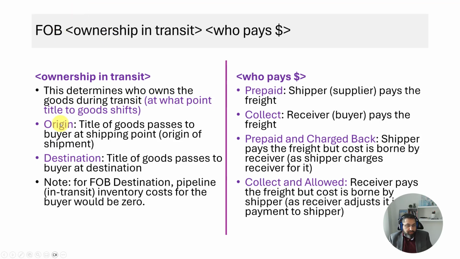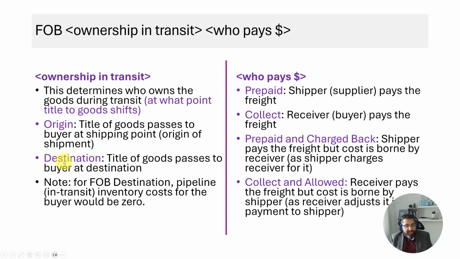FOB origin means that at the shipping point, the goods become the buyer's goods. So during the shipping or the transit, the transportation, if goods get damaged, the loss is borne by the buyer. The supplier is kind of like, I've done my part. I didn't own the goods in transit because it was FOB origin. Okay. Origin means origin of the shipment.